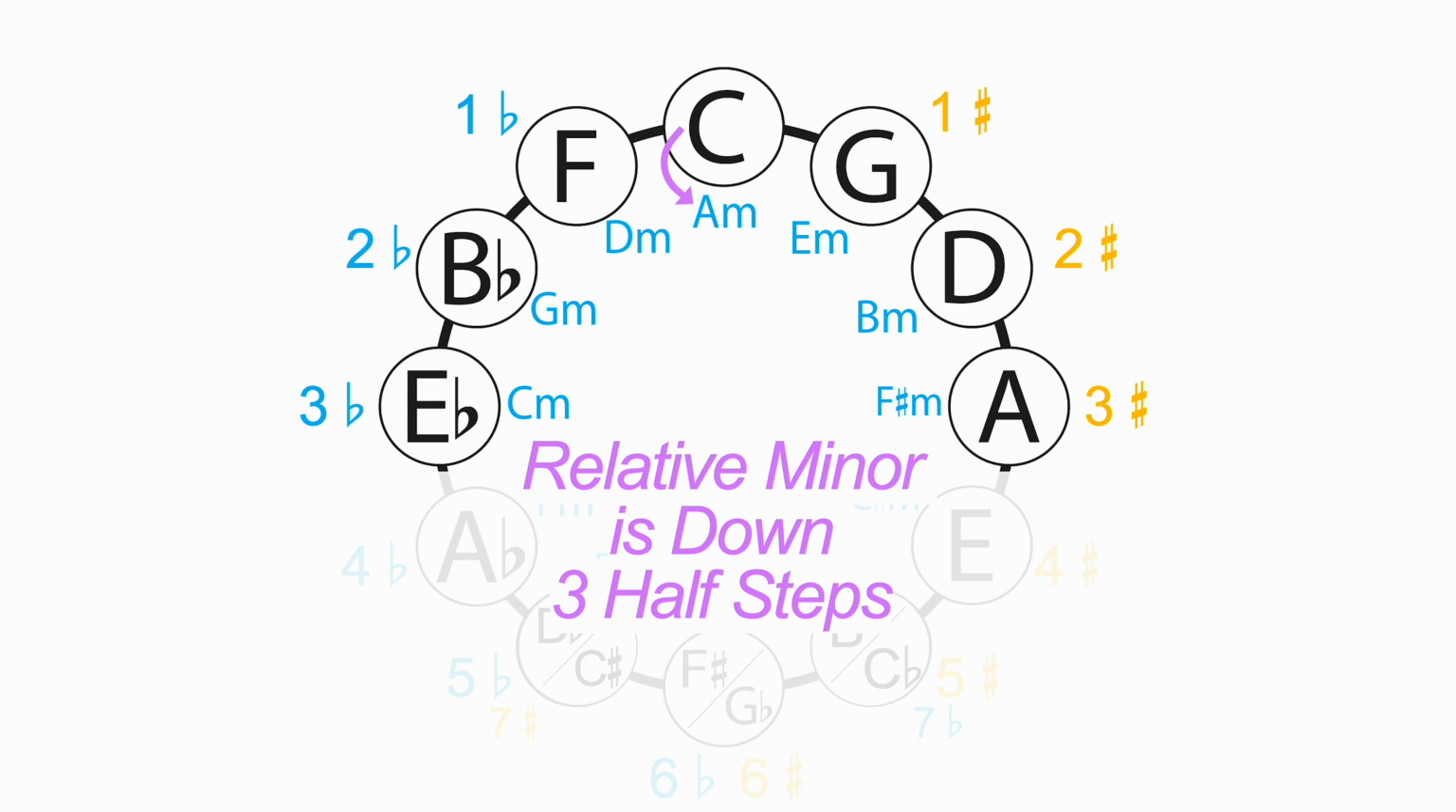So seeing this on the circle of fifths, same kind of thing. The inner circle of minors is really the relative minors, right? So you might have seen that same kind of thing down 3 half steps. So we had that E flat to C.